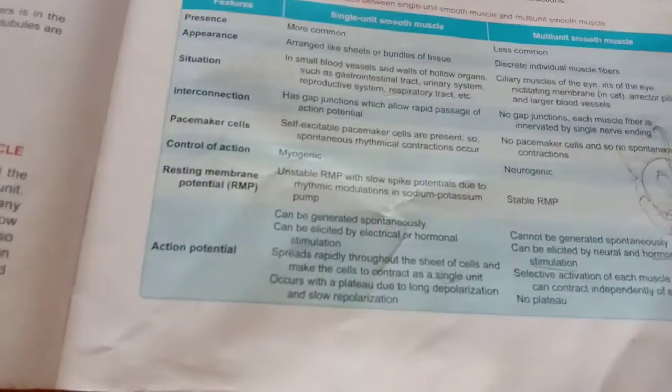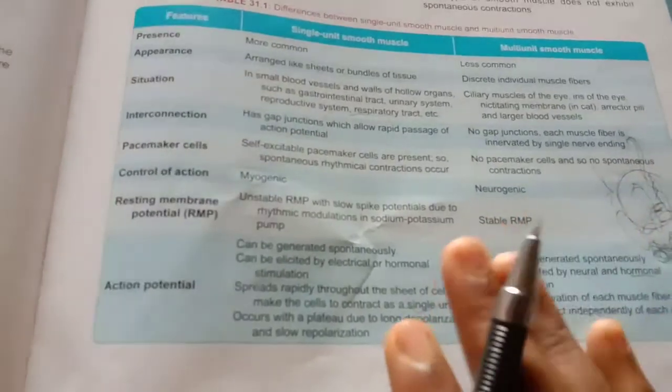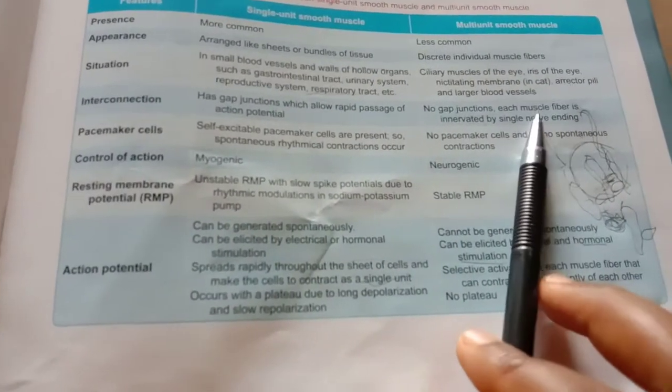So these are the differences between single unit smooth muscle and multi-unit smooth muscle.